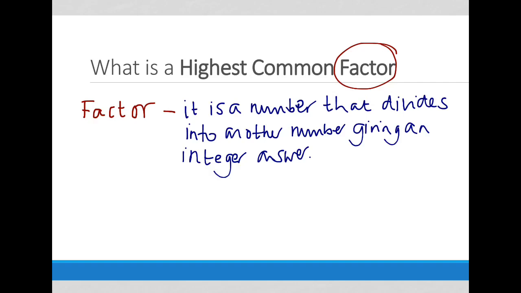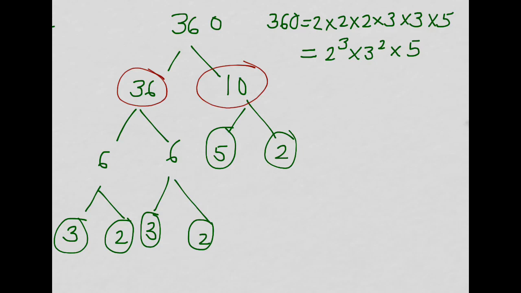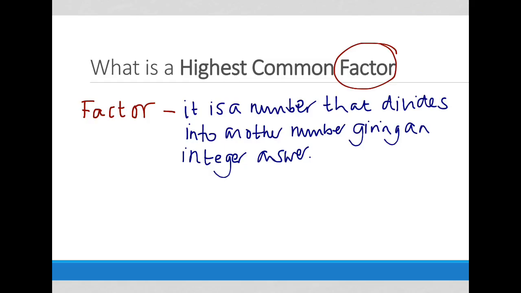And if you're wanting to just understand what that means, if I just go back, here I can see that 2 is a factor of 360, and if I do 360 divided by 2, my answer is 180, which is an integer answer. So it also works if I choose the number 3, because 360 divided by my factor, which is 3, gives 120, which is an integer answer. So again, a factor is a number that divides into another number, giving an integer answer.